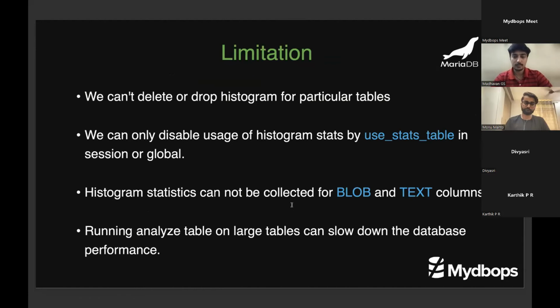Histogram statistics cannot be collected on a column with data type blob or text. Also, running analyze table on a large table can slow down database performance, so we have to consider this. If we have a table of 50 or 100 GB, we should be careful while running analyze table and creating the histogram.